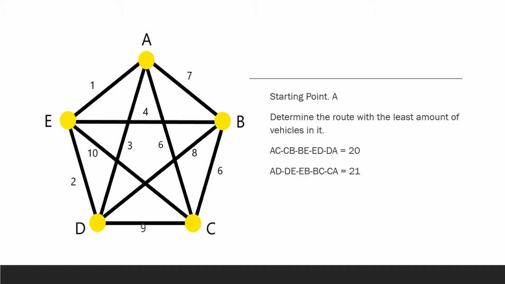The next most optimal route would be A to D, D to E, E to B, B to C, and C to A, which would equal 21 vehicles. It would be 3 plus 2 plus 4 plus 6 plus 6, that equals 21, making it the second most optimal route. Since brute force algorithm only accepts the most optimal route, then it is the first one, which is AC to CB to BE to ED to DA.